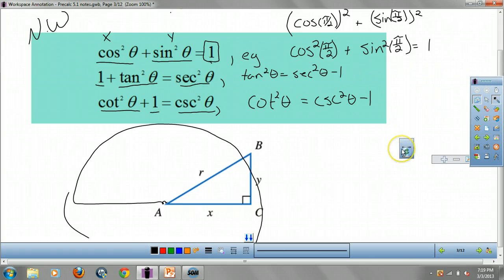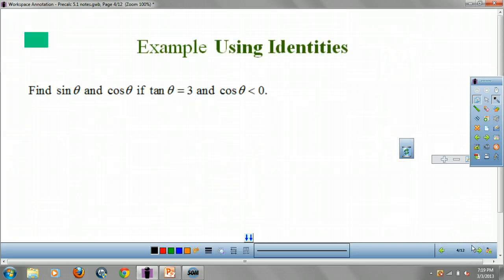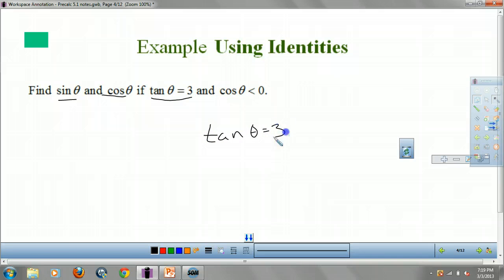Whew! Now, let's actually do one of these. Okay? Find your sine and cosine if your tan of theta equals 3. Okay, we can do that. Here's how you set it up. So your tan of theta equals 3.